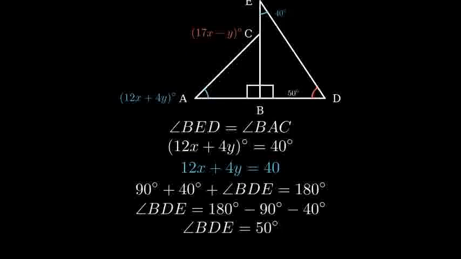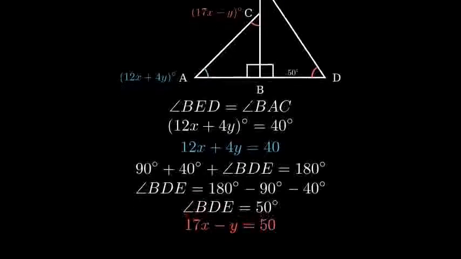Now, since this angle ACB corresponds to this angle BDE, they must have the same angular measure. So therefore, we can also say that 17x minus y must be equal to 50 degrees. Now we have two equations and two unknowns. We can solve those simultaneously.